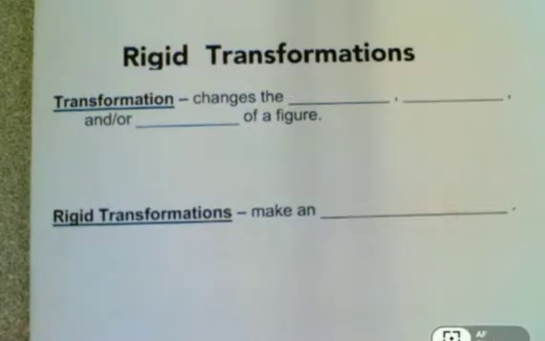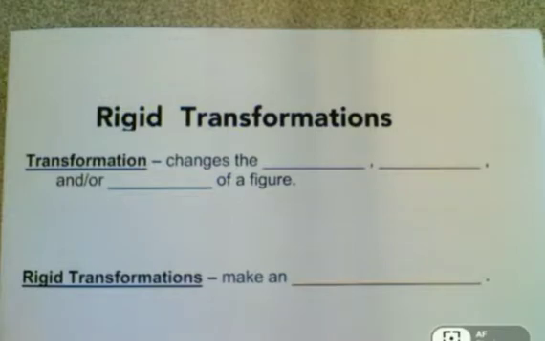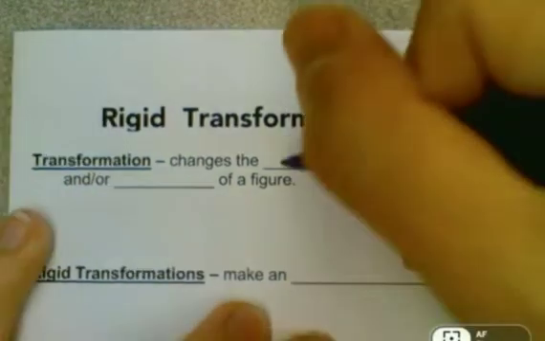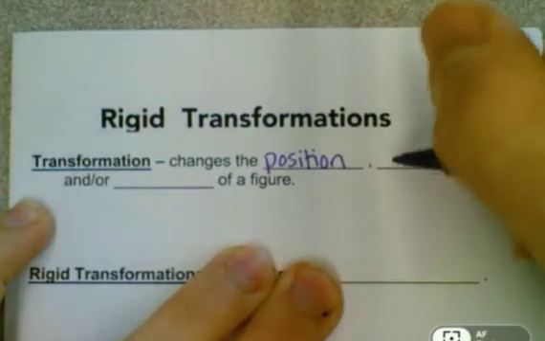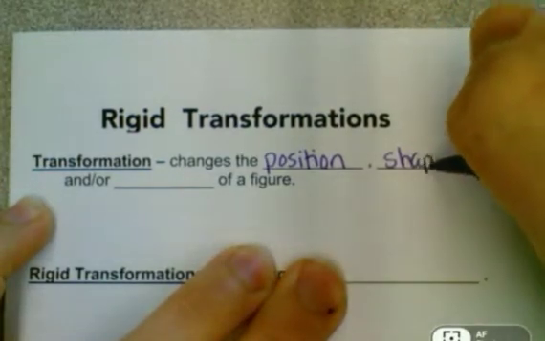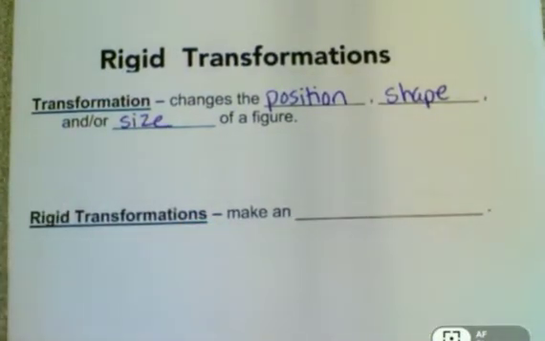So we're looking at our books about rigid transformations, and first we're going to define what a rigid transformation is. So we'll start with just a transformation. A transformation changes the position, shape, and or size of a figure. So that's what a transformation is.